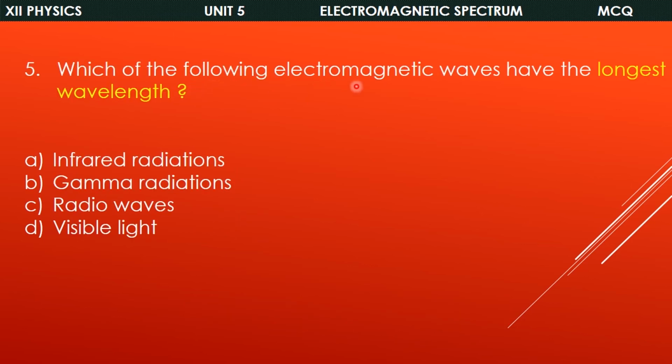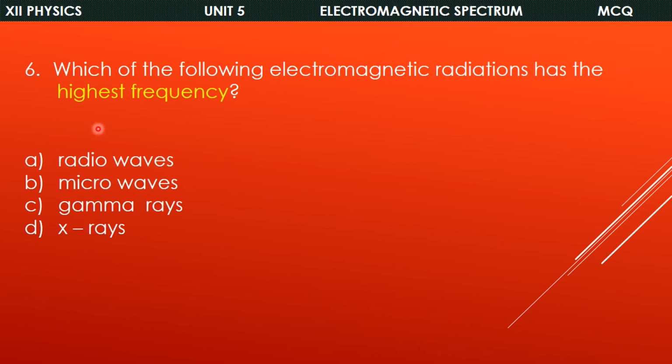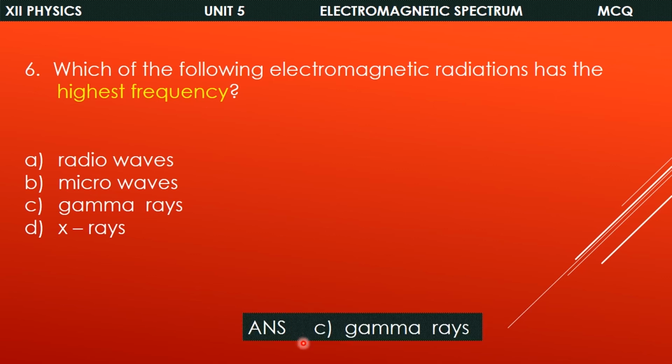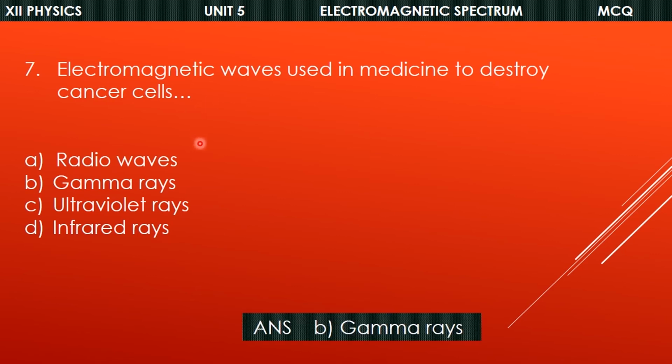Which of the following electromagnetic waves have the longest wavelength? The answer is C. Radio waves. Question number 6. Which of the following electromagnetic radiations has the highest frequency? The answer is C. Gamma rays. Next question. Electromagnetic waves used in medicine to destroy cancer cells. The answer is B. Gamma rays.